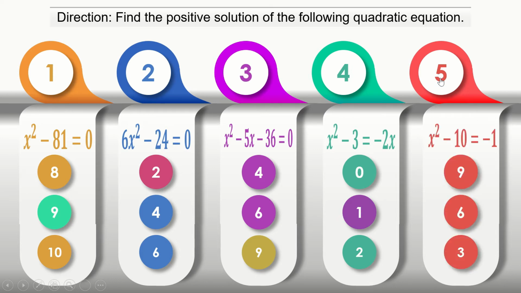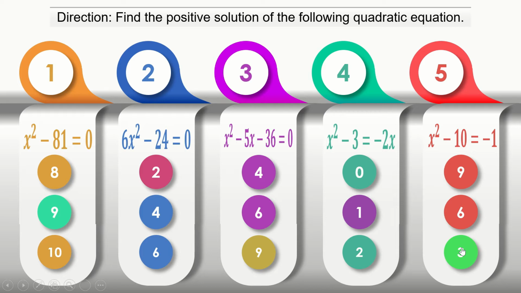Okay, last. x squared minus 10 is equal to negative 1. If you notice, it only consists of quadratic term and constant term. The other side is also a constant term. Therefore, we will use extracting the square root to find the value of x or the solution. So, isolate x squared here. Move negative 10 to the right side. We will have x squared is equal to 9. Square root of 9 is positive negative 3. Therefore, the positive solution is positive 3.